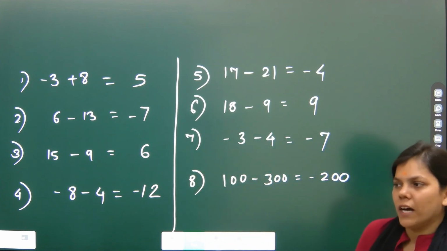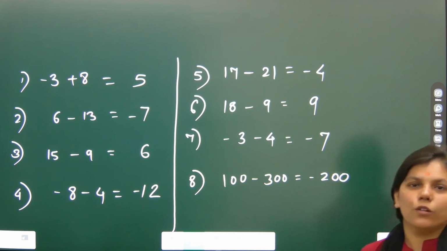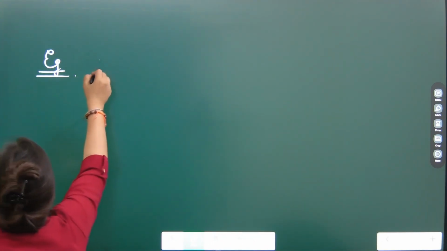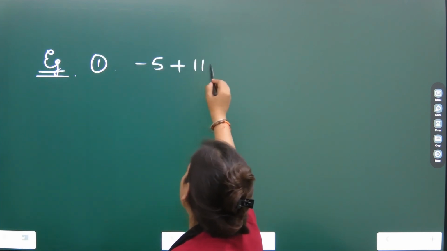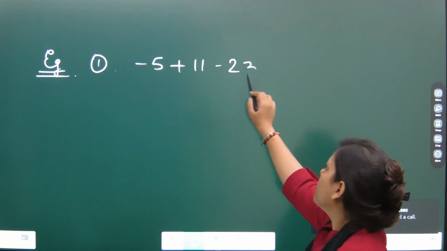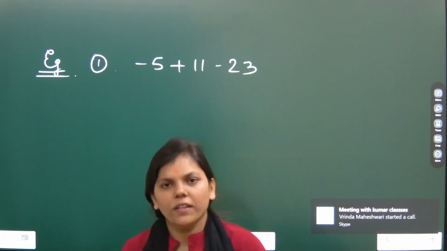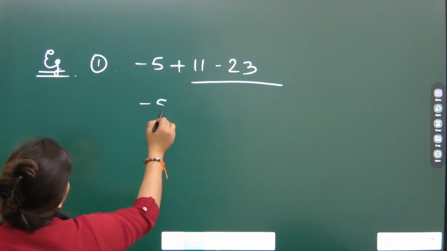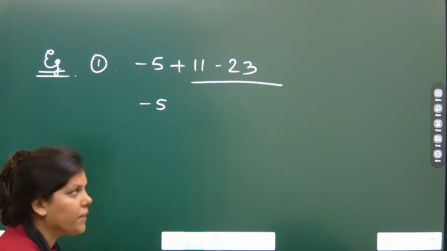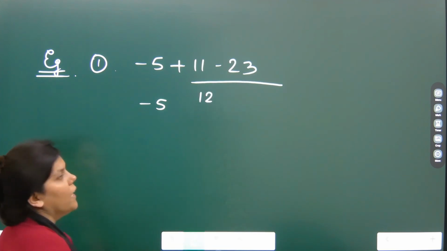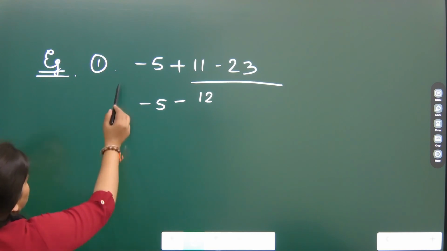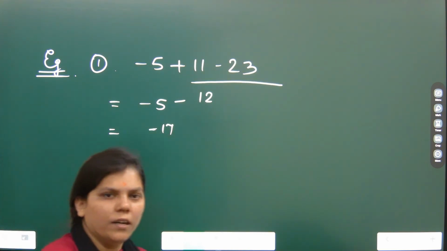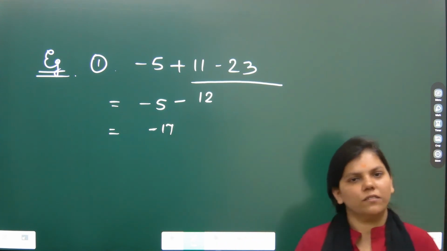Now, what if there are more than 2 numbers? This situation also will be there. Say -5 plus 11 minus 23. Okay, so in this case, what will I do? I'll take two numbers from the right hand side, keep this one as it is. One negative, one positive, subtraction will be there. So 23 minus 11 is 12, and the sign will be of the greater number. Okay, next step will be, both the numbers are negative, we will have to add and put the negative sign. That's it. If there are more than two numbers, you take two numbers into consideration and solve it further.